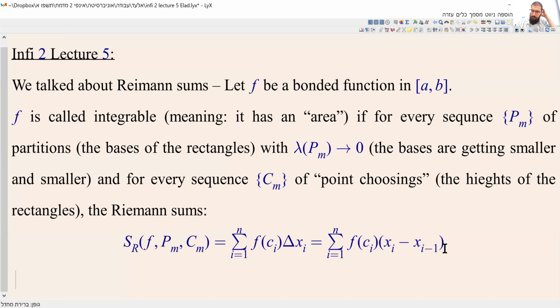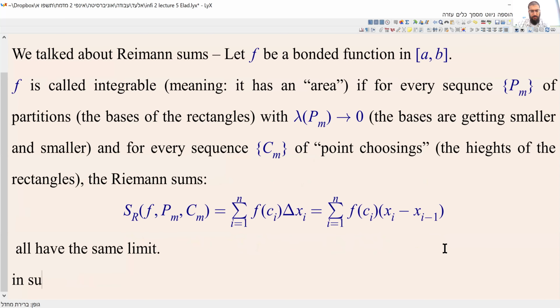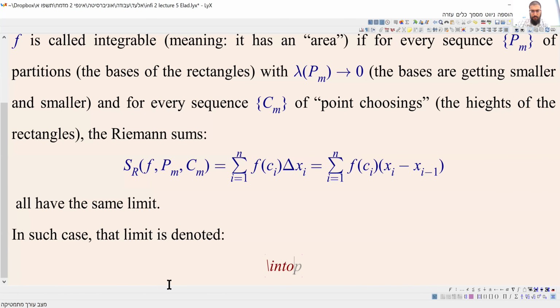If they all have the same limit, in such case this limit, denoted with the capital I, is denoted as the integral from A to B.